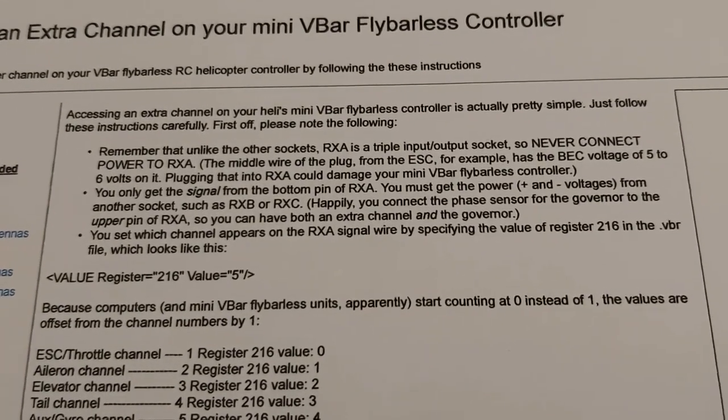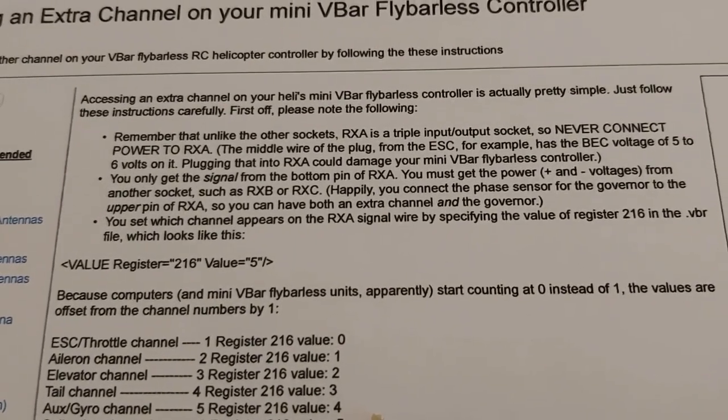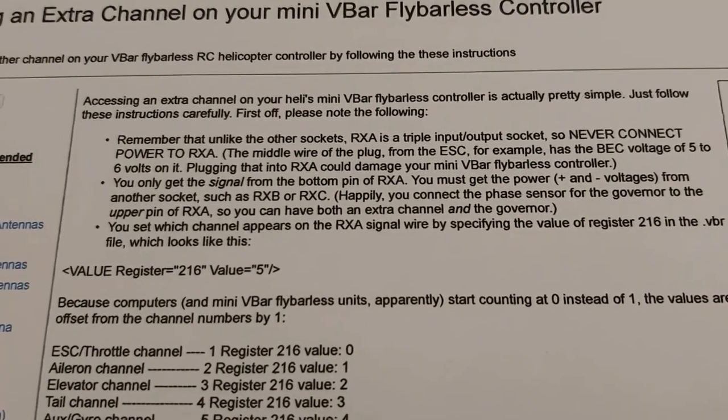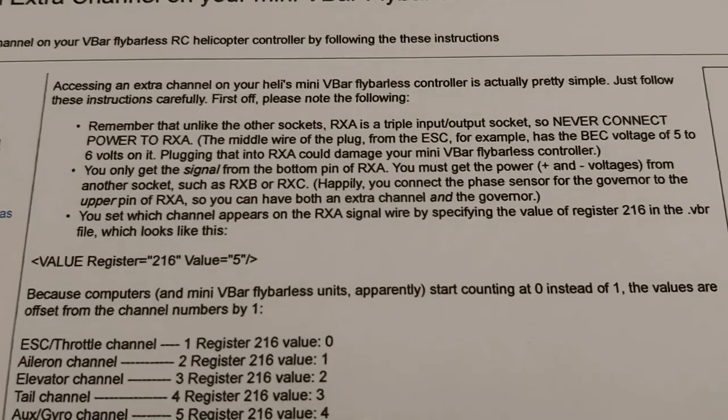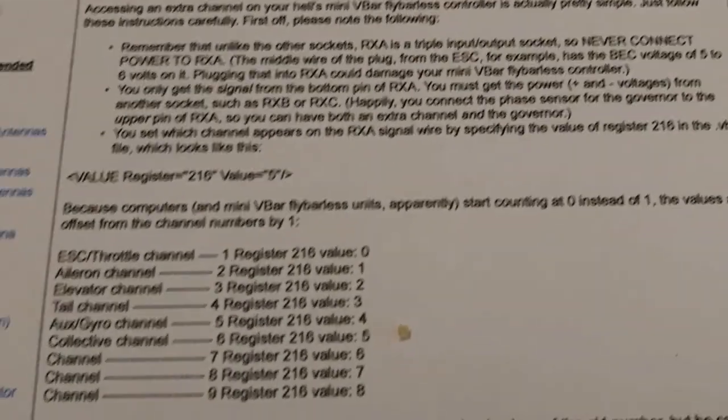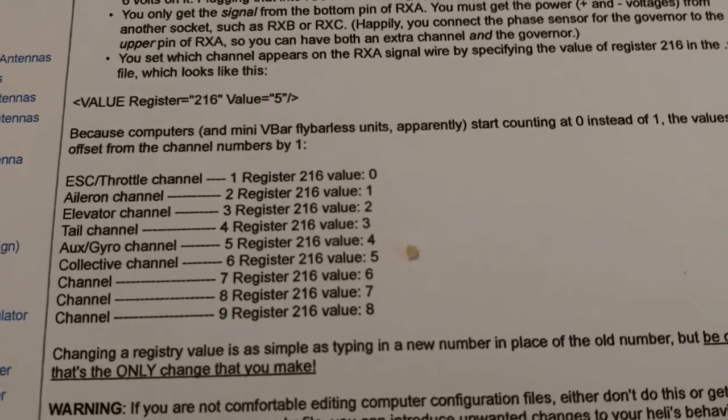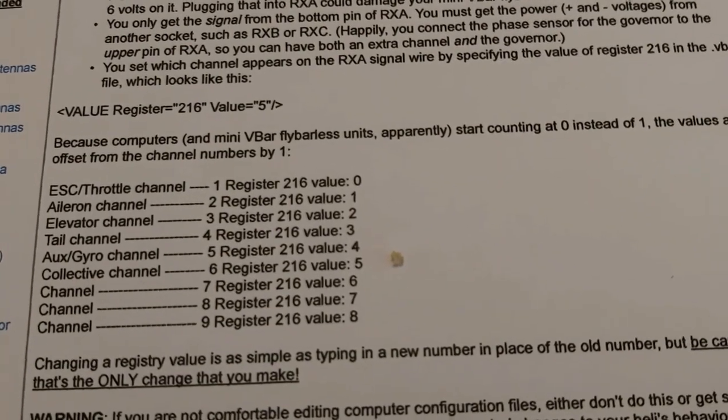And basically what we're going to be doing is editing the saved setup file for your particular helicopter. A particular register is 216 inside of it. Here are the different values you can put on that register.